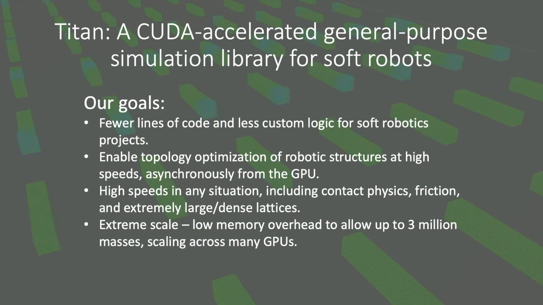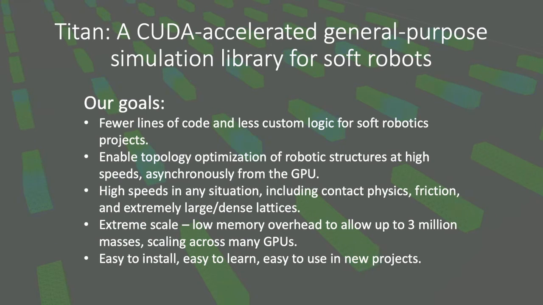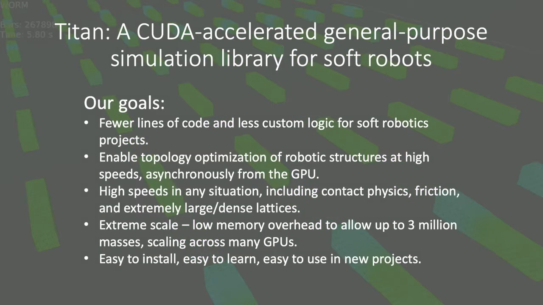We also prioritized extreme scale. This means that masses and springs need to have low memory overhead to allow scaling of up to 3 million masses on a Titan X GPU, and further scaling to new generations of graphics cards. We also want Titan to be easy to install, easy to learn, and easy to incorporate into new projects. For this reason, we also include a Python interface.